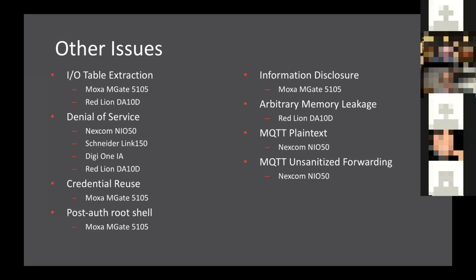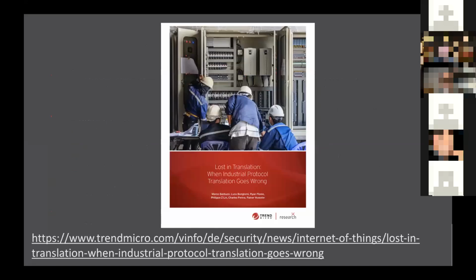There were other issues that we found as we were going through this process. You can extract the IO table from the data stations, denial of services, a root shell with some authentication, credential reuse, memory leakage. There are all different types of vulnerabilities that we found with these devices, but our main focus was on the translation vulnerabilities. If you want to take a look, we have a very detailed paper on our site.